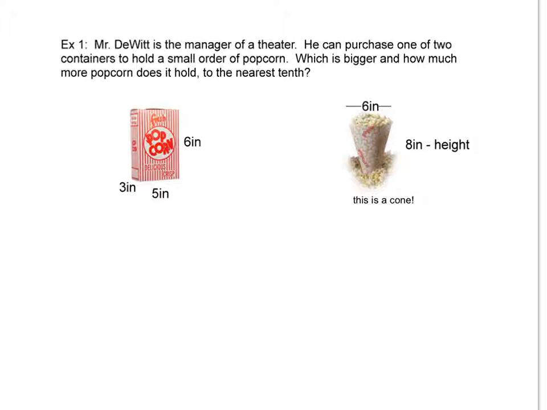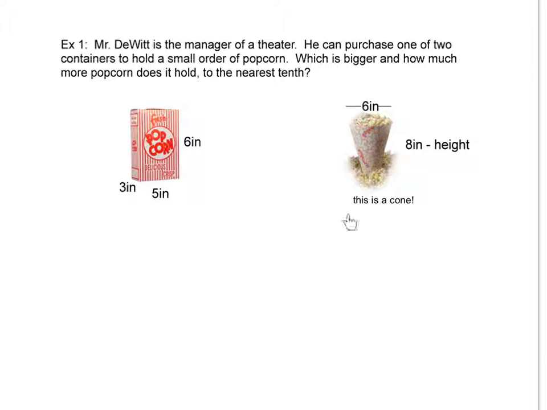Looking at this problem right here, Mr. DeWitt is the manager of a theater. He can purchase one of 2 containers to hold a small order of popcorn. Which is bigger, and how much more popcorn does it hold? Round to the nearest tenth. So let's look at this first one. This first one is just a prism. It's a box. So the volume of that prism is going to be length times width times height.